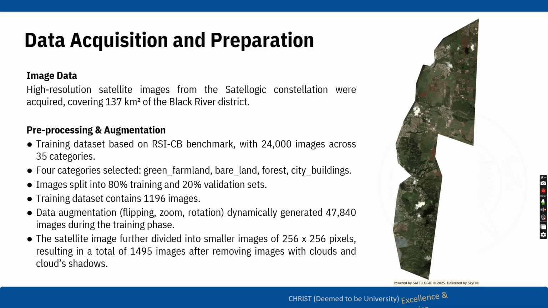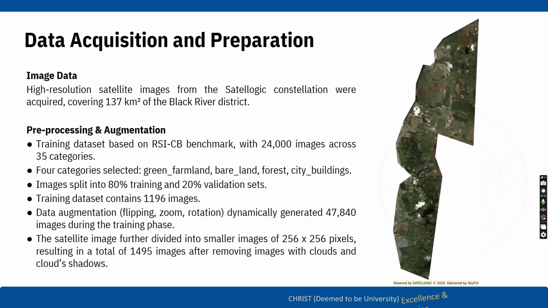Out of those categories, we chose 4, which fit with our goal: green farmland, agricultural land, bare land, forest, as well as city buildings. These images were further split into an 80% training dataset and a 20% validation set, where the training dataset contains 1196 images. During training, over 40 epochs, the data was augmented by flipping, zooming, or rotating to dynamically generate almost 47,000 plus images for better training.